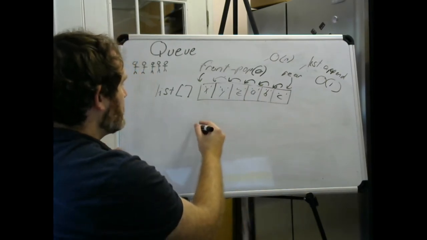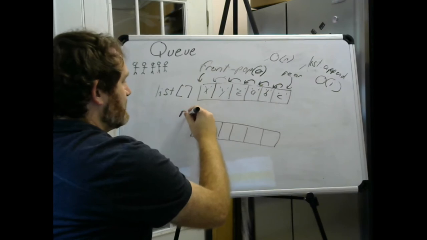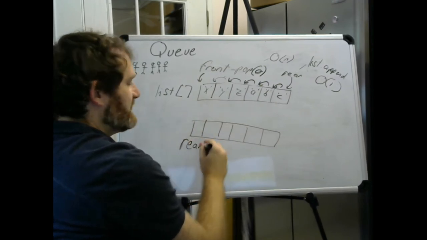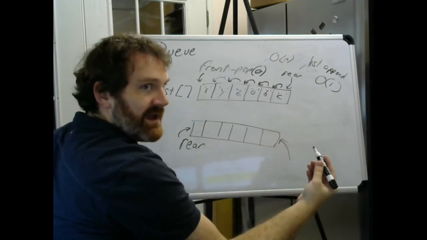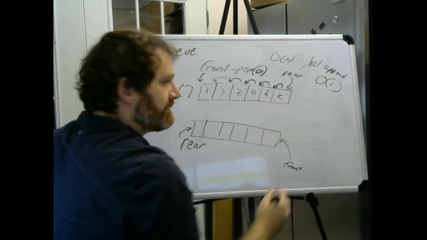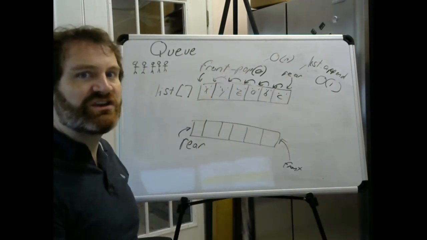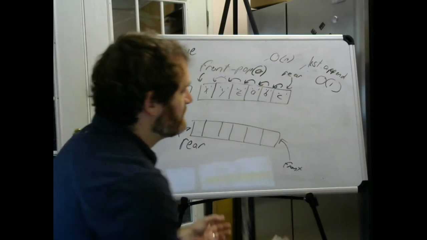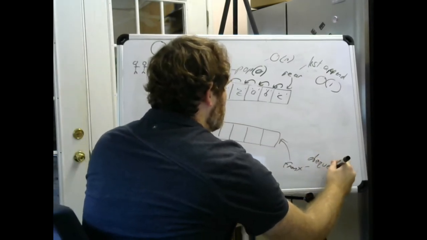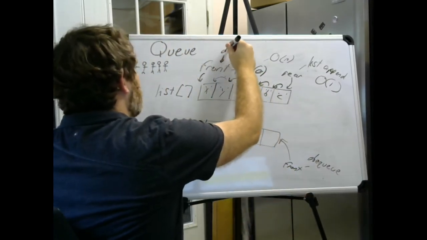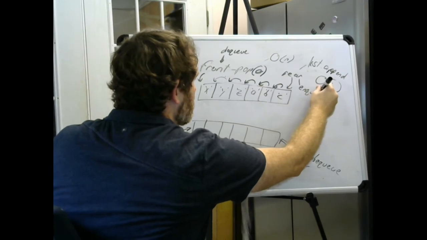Could we do better if we treated, and I'll write it down here, index 0 in our list as the rear, and index n minus 1, or minus 1, as the front? Would it get better if we did that? Well, our problem with dequeuing, remember, we dequeue from the front always. You have to, when you dequeue, dequeue from the front. When you enqueue, you enqueue at the rear.